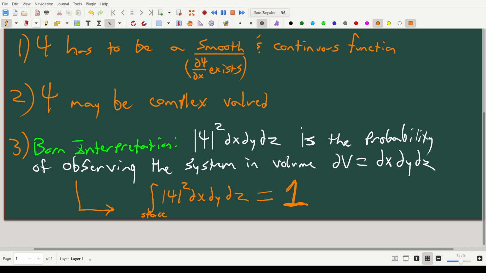This is just implying that the probability of finding a particle anywhere is 100%. The probability is 1, or probability runs between 0 and 1.